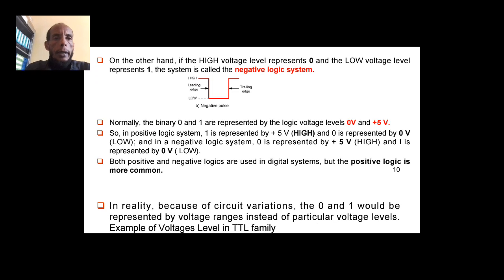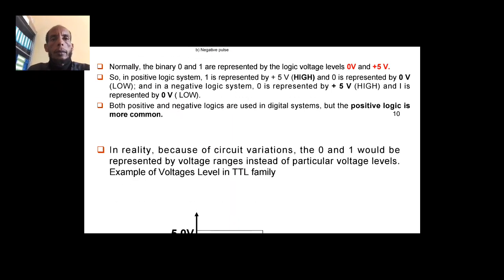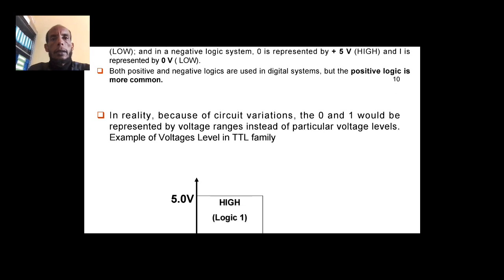Binary 0 and 1 are represented by logic voltages of 0 and positive 5. We can say the low voltage represents 0, and the high voltage represents 5 volts, for DC especially. In a positive logic system, 1 is represented by 5 volts or high, and 0 by 0 volts or low. In negative logic systems, when we compare with the second diagram, 0 represents 5 volts, and 1 represents 0 volts or low. Both positive and negative logic are used in digital systems, but positive logic is more commonly used, though we can determine both in different cases.